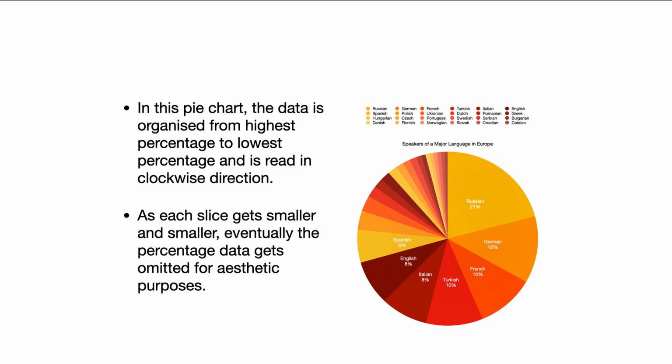In this pie chart, the data is organized from highest percentage to lowest percentage and is read in clockwise direction. As each slice gets smaller and smaller, eventually the percentage data gets omitted for aesthetic purposes.